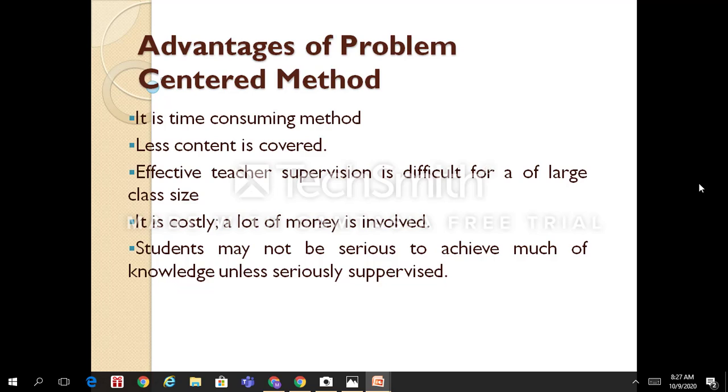When you have a large number of students in your class and you give them this problem-solving method of finding out things, that is, the inquiry method, you discover that you cannot manage them, you cannot supervise them, and it is costly. A lot of money is involved. Students may not be serious to achieve much knowledge unless seriously supervised.